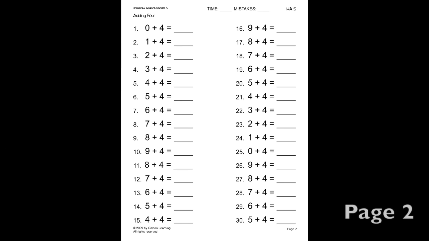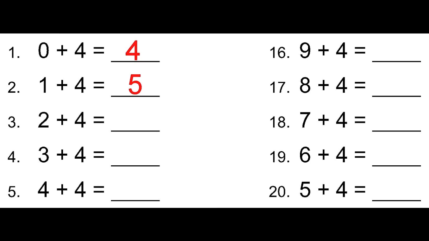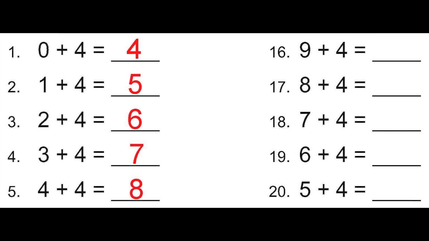On this drill page, we will work on adding 4. First, notice that we are adding in order. So let's start with 0 plus 4, which equals 4, because anything plus 0 is going to be the same number. So next we have 1 plus 4, which is 1 more than the last problem. So it equals 5. Next is 2 plus 4, 1 more than the last one. So 2 plus 4 equals 6. Following the order is 3 plus 4, which equals 7, and last, 4 plus 4, which equals 8.